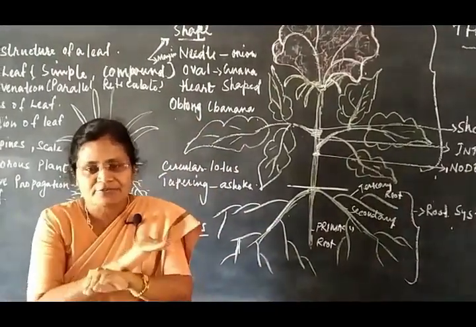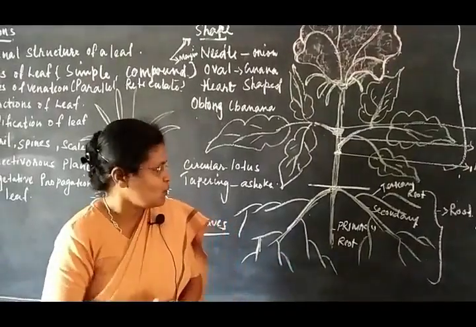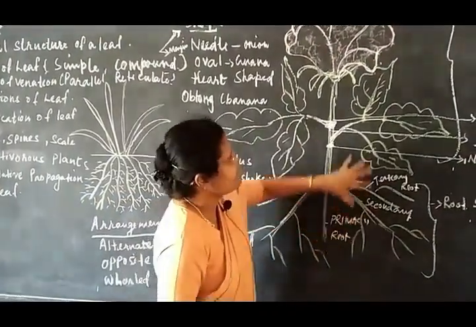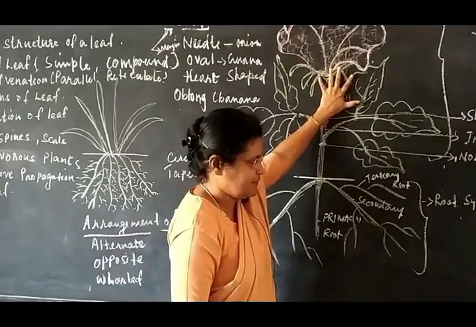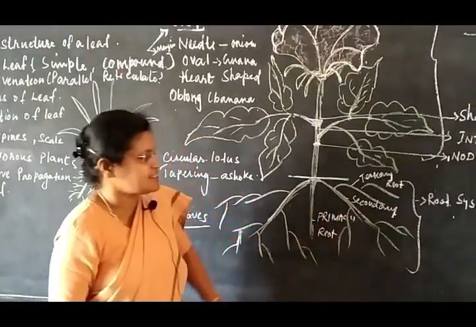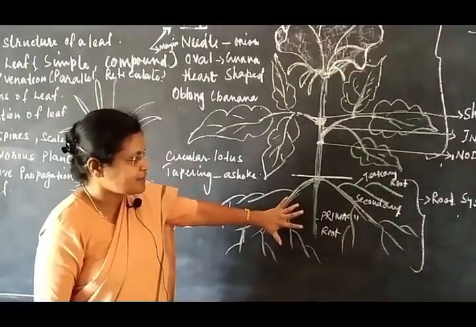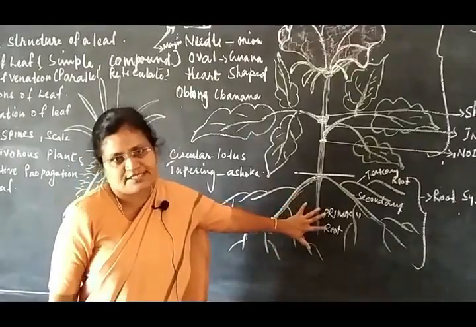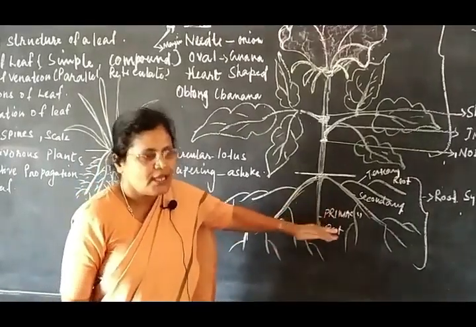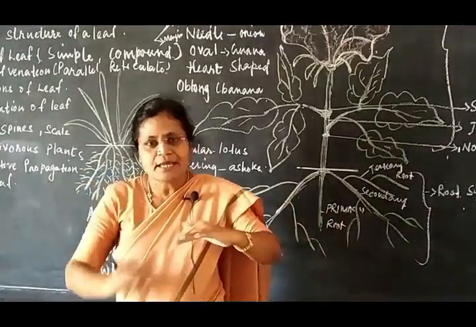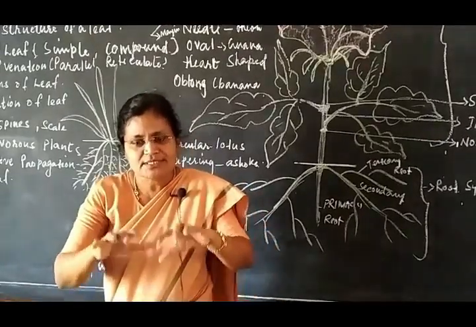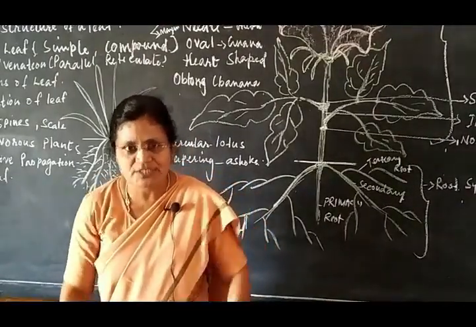The plant is divided into two parts. One is the root system, the other one is the shoot system. Now coming to the root system, you have the roots. In the root system you have the roots, which are present below the soil.